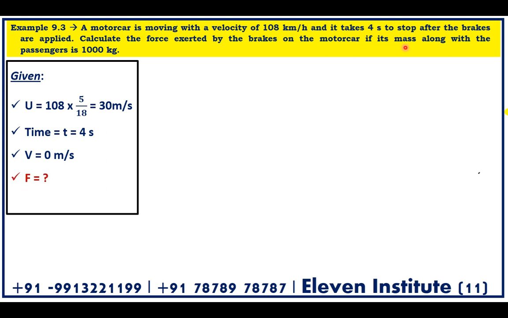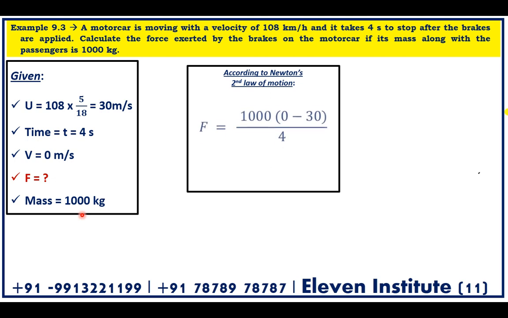If the mass along with the passengers is 1000 kg, right? So the mass of the vehicle and the passengers inside it together is 1000 kg. So we shall write mass is equal to 1000 kg. Again, you can see initial velocity, final velocity, time and mass are given. All I have to do is just apply Newton's second law of motion. Right? Very sorry, the formula is not written over here. Please write the formula over here like this.